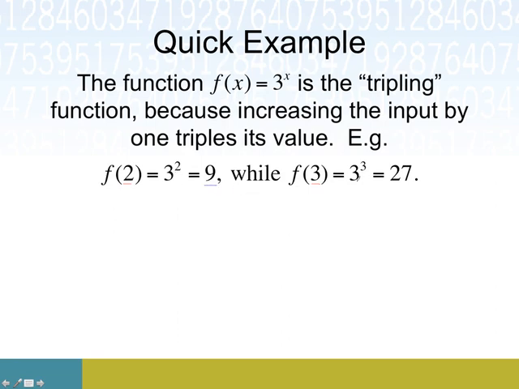And then do the same thing, 3 to the third. This is 3 times 3 times 3. We get 27. Well, all right, our inputs went up by 1. We went from 2 to 3, and our outputs went from 9 to 27. They got multiplied by 3.